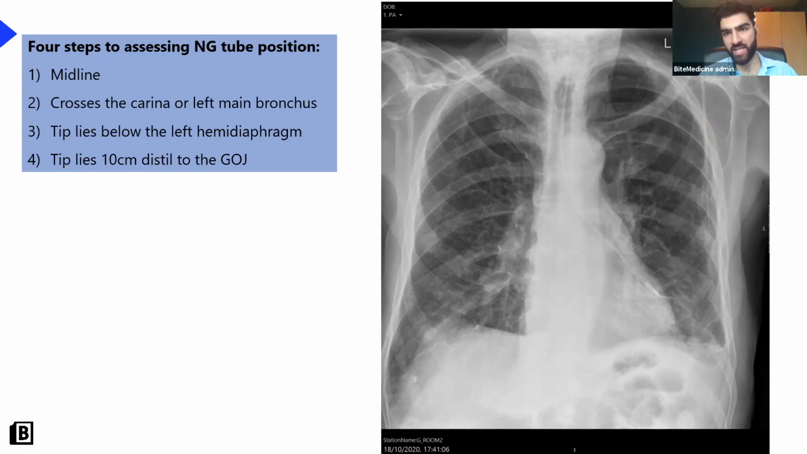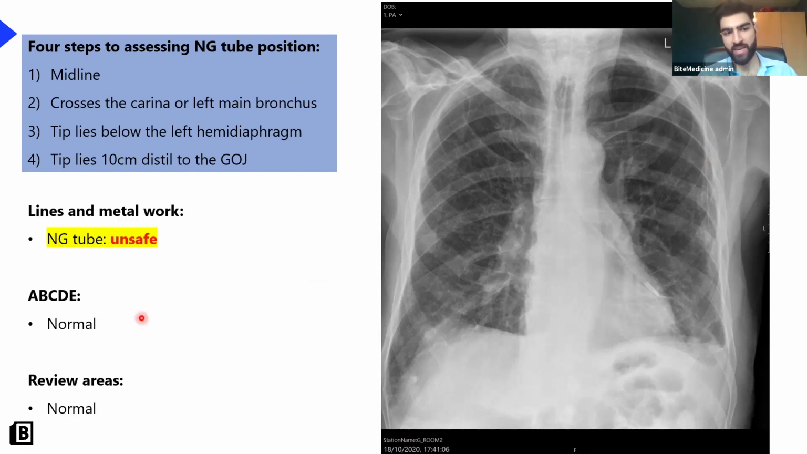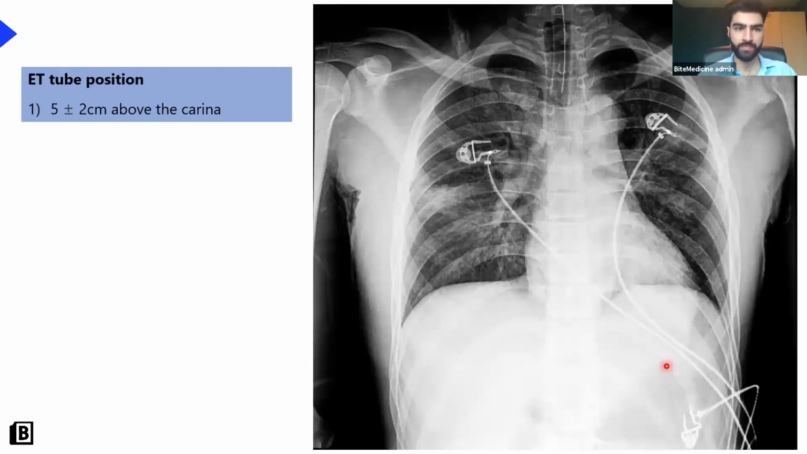Someone asked what this line is. That's probably the NG tube on the outside as it's going into the patient, because a bit of it just dangles on the outside of the patient. Sorry, I said ABCDE here is normal. It's not. There's a left-sided pleural effusion.